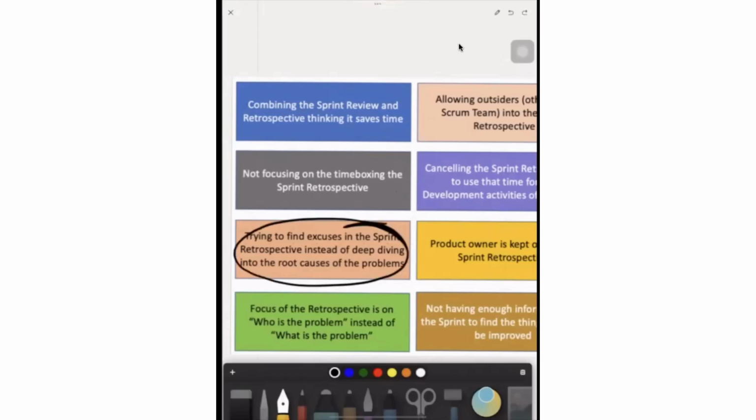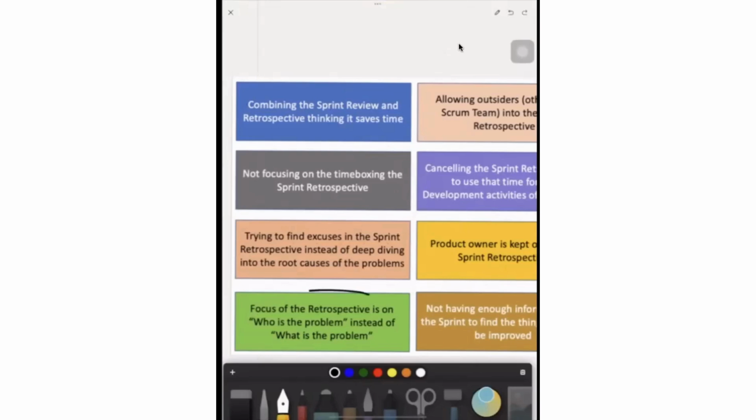Another is trying to find excuses in the sprint retrospective instead of deep diving into the root causes. It is not a meeting to escape or to identify excuses. Based on the experience of the current sprint, the entire Scrum team has to identify some actionable improvements. So it's not about finding excuses, it is about identifying actionable improvements.